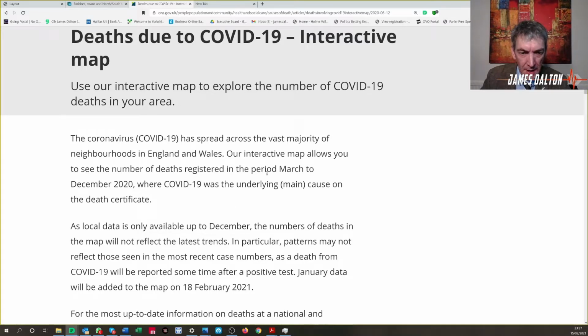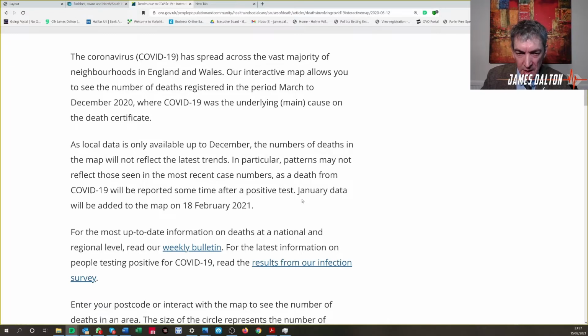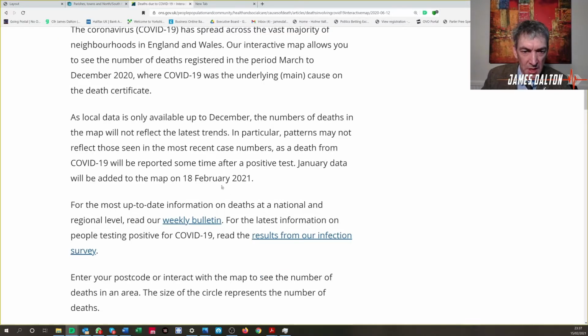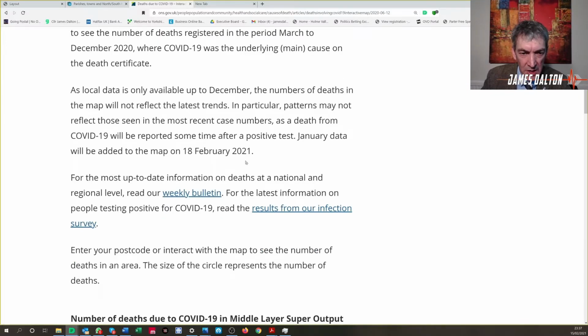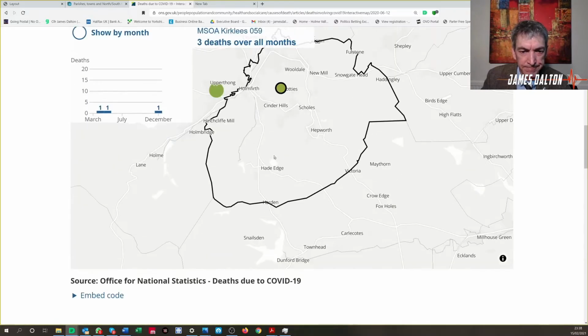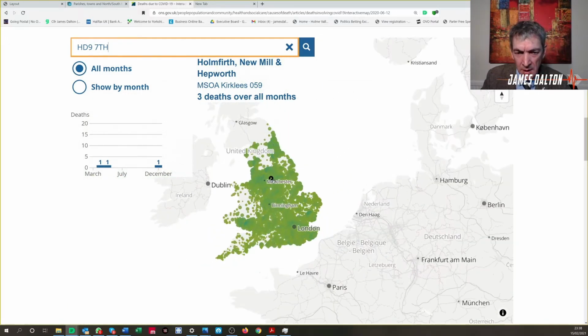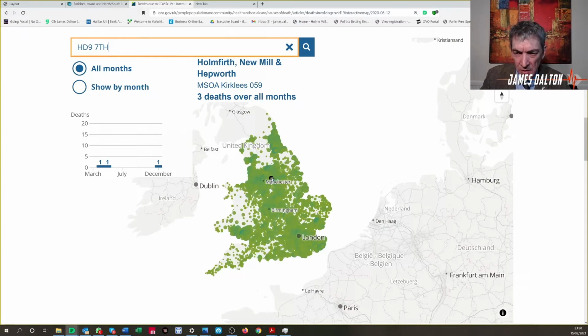Our interactive map allows you to see the number of deaths registered in the period March to December 2020 where COVID-19 was the underlying main cause on the death certificate. Now, this website is going to be updated to incorporate the January data on the 18th of February, in 2 days' time, so we'll see what the updates are then. But for now, the data on this website takes us from the start of the epidemic, last February, March, right through to the end of Christmas, end of December.